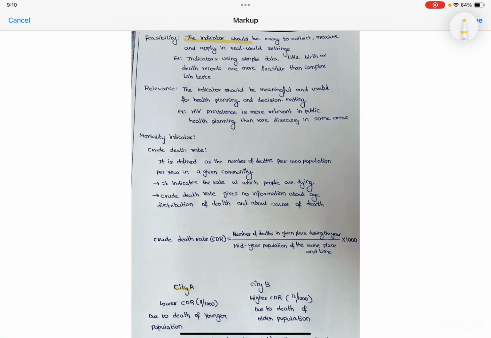Feasibility. The indicator should be easy to collect, measure, and apply in real world settings. Example, indicators using simple data like birth or death records are more feasible than complex lab tests. Relevance. The indicator should be meaningful and useful for health planning and decision making. Example, HIV prevalence is more relevant in public health planning than rare diseases in some areas.